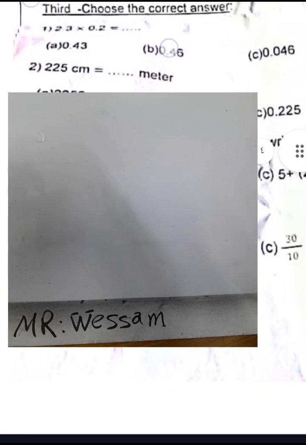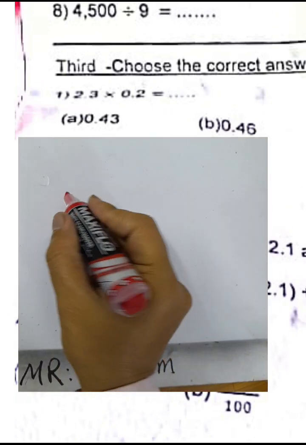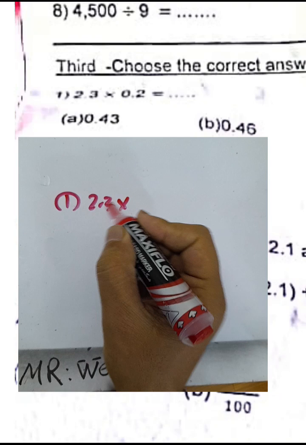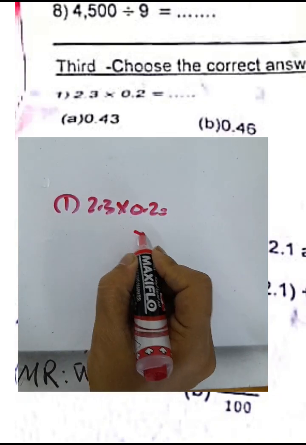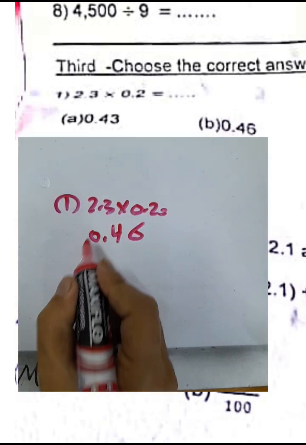Third, choose the correct answer. 2.3 times 0.2. 2 times 3 equals 6. 2 times 2 equals 4. And the decimal point: one place and one place, so it will be after two places.